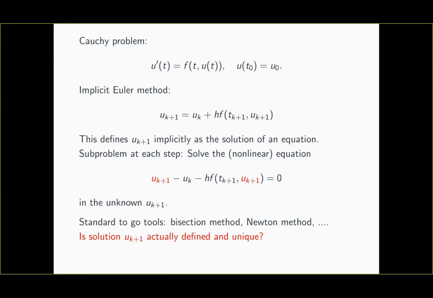Also, most likely, if there were multiple solutions for this subproblem at some iteration step, that would probably not be physical, because typically we are interested in ordinary differential equations that have unique solutions. So if the ordinary differential equation has a unique solution, then also the numerical method should have a unique trajectory without any freedom of choice.